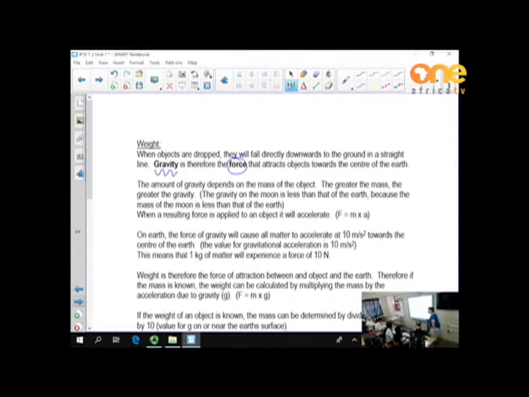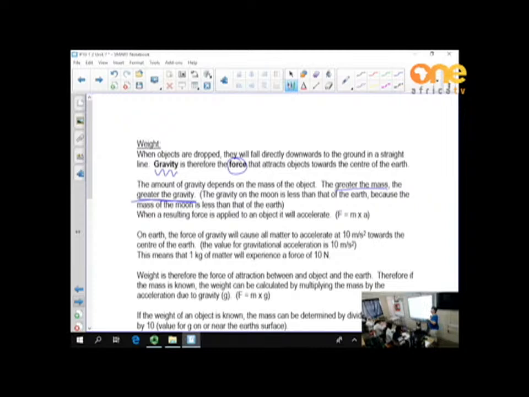The amount of gravity depends on the amount of mass, because gravity has an effect of 10 newtons for every 1 kilogram of mass. So the greater the mass, the greater the force of gravity acting on your body. If we flew from here to the moon, the moon also has gravity. But the gravity of the moon is less than that of the earth. It's approximately 1/6 of that of the earth.